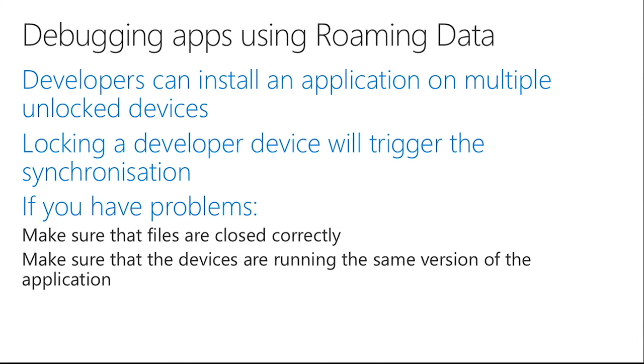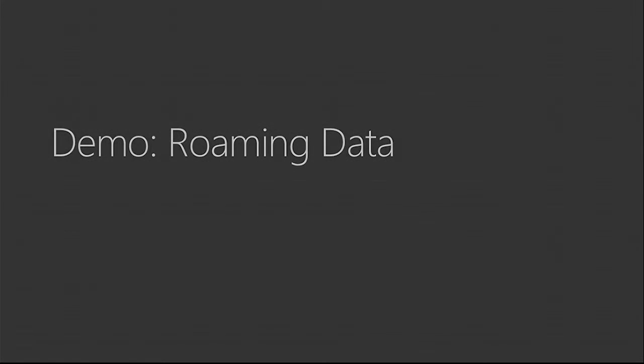But typically, to actually cause a device to trigger an update, you've got to lock it or get the lock screen up. On a phone, you turn the screen off and let the lock screen come up. And if it's not happening, you've got to make sure all your files are closed correctly, and that all your devices are running the same update. So it can be tricky to get this to trigger. Debugging while the screen is locked, yes, exactly. And I'll give you a simple little example of roaming data here.